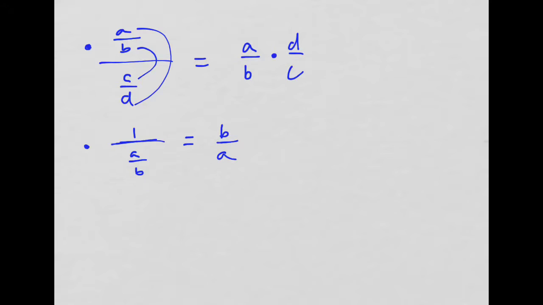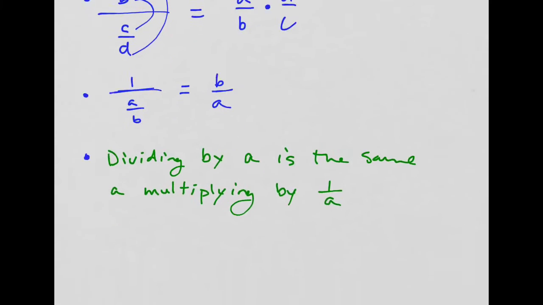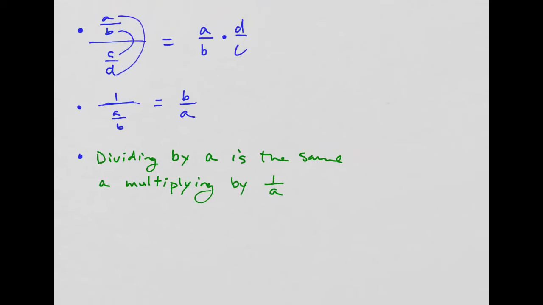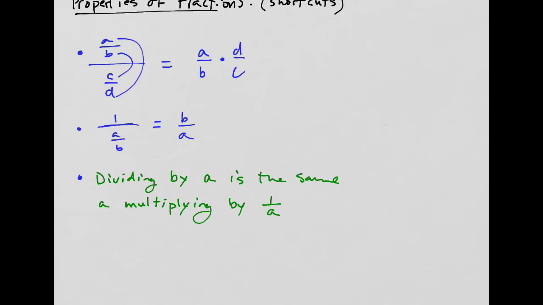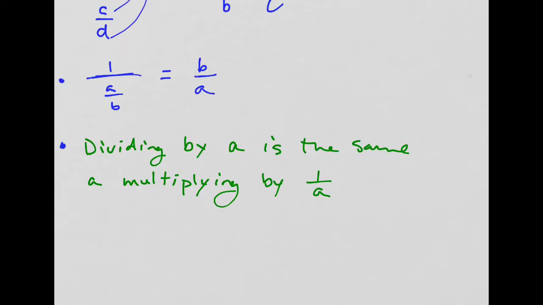And then dividing by a whole number is the same thing as multiplying by the fraction 1 over that number. So that becomes important. Even if A is a fraction, it's the same thing as multiplying by 1 over A. Maybe I should not call it A. So there are some rules with fractions. It's very simple with that.